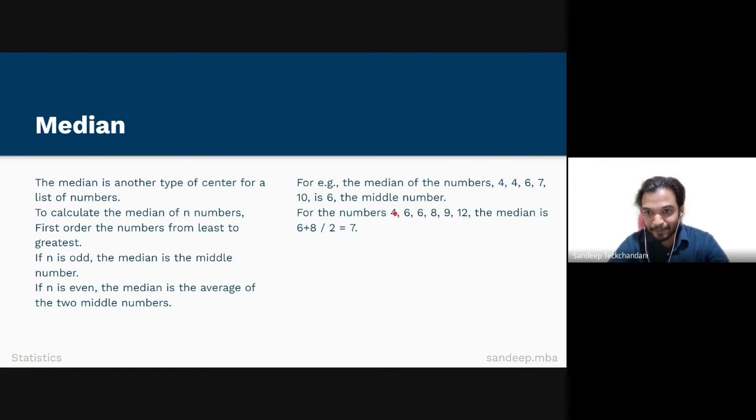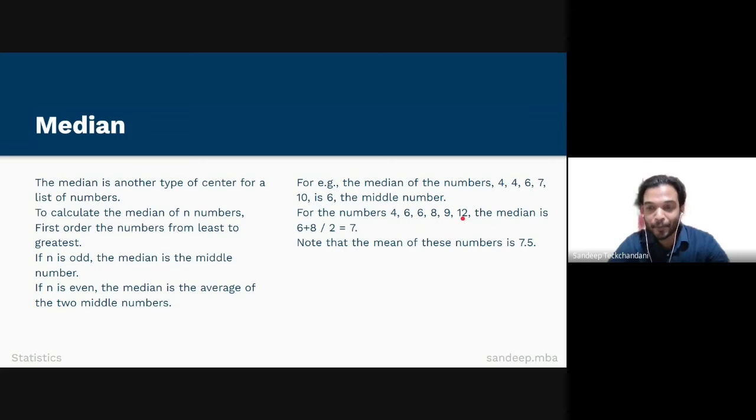Another example, say I have these six numbers: 4, 6, 6, 8, 9, and 12, and I want to find their median. In this case, the median will be the average of the two middle numbers. That is 6 plus 8 is 14, and 14 divided by 2 is equal to 7. Please note that the mean of these numbers is 7.5.